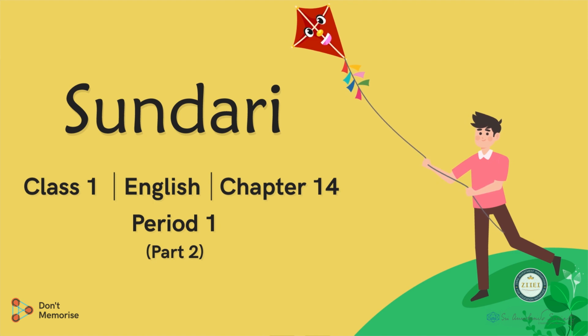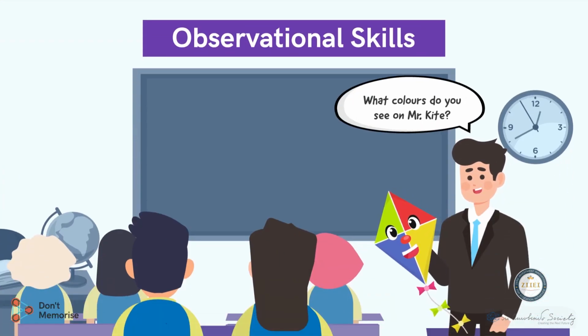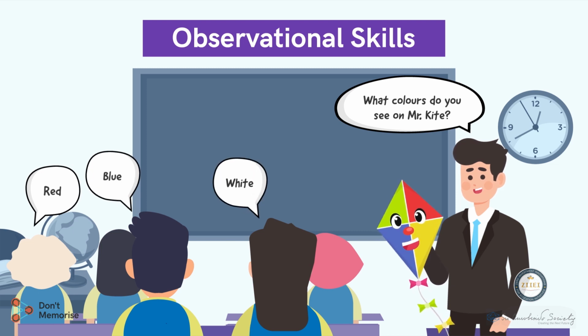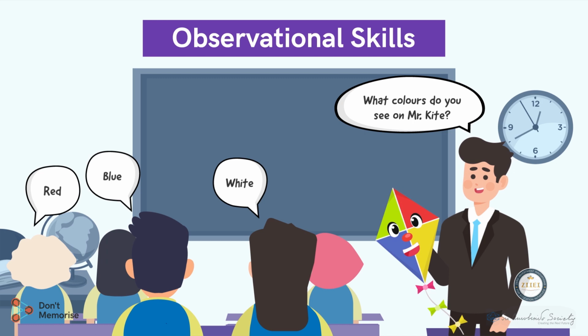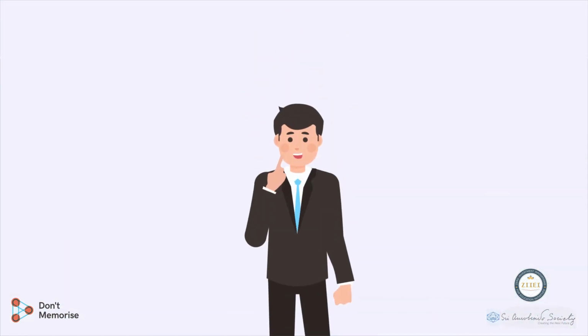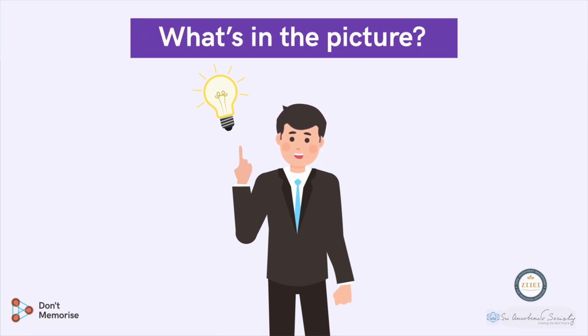In our last video, we inquired with the students about the colors that they saw on Mr. Kite. Now let's join all the dots and connect to the story. But before that, a quick question. Which idea are we using to learn this lesson? Yes, it's the idea of what's in the picture that we're implementing here.